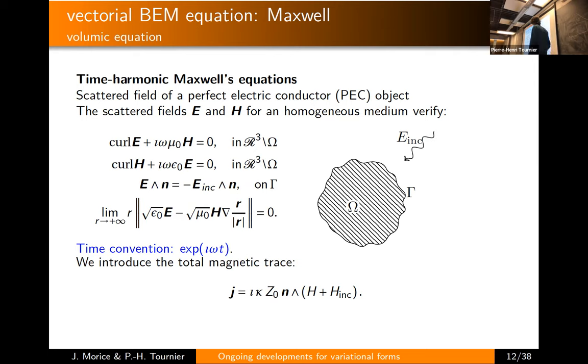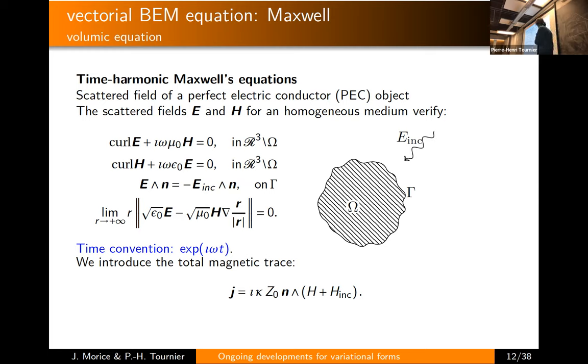You see that for the Maxwell equation, the first equation is the curl of E for the electromagnetic field, and H corresponds to the magnetic field. Here, the third equation is the condition on the boundary gamma, writing the fact that we consider a perfect electric conductor. And here is the radiation condition at infinity.